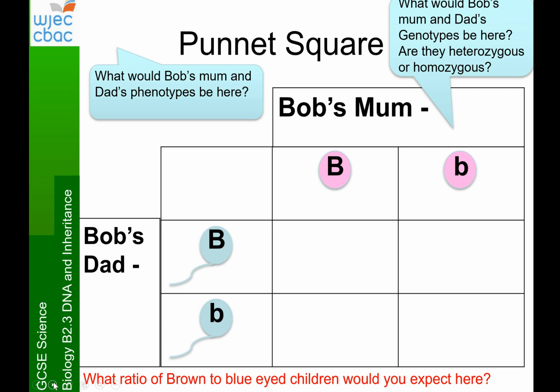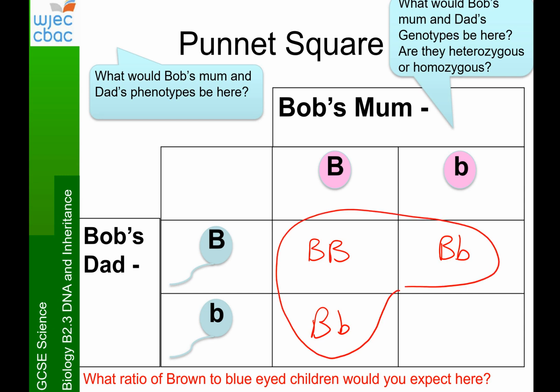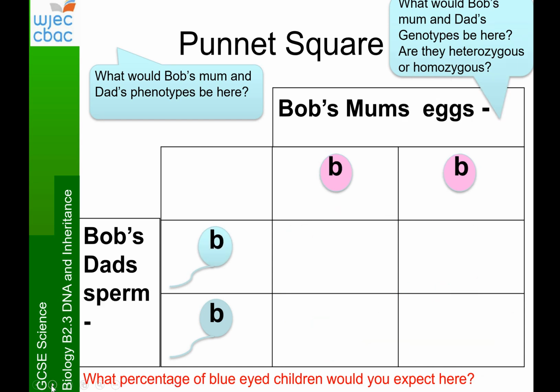So the only way for Bob's mum and dad to have a blue-eyed child, if they've both got brown eyes, is if they both need to be heterozygous. So we have a 3/4 chance of the children being brown-eyed, but there's this slim chance, 1/4, 25%, a 3-to-1 ratio, that a child would have blue eyes here. And if both parents had blue eyes, obviously there's no chance of having a brown-eyed child. They would all have blue eyes.